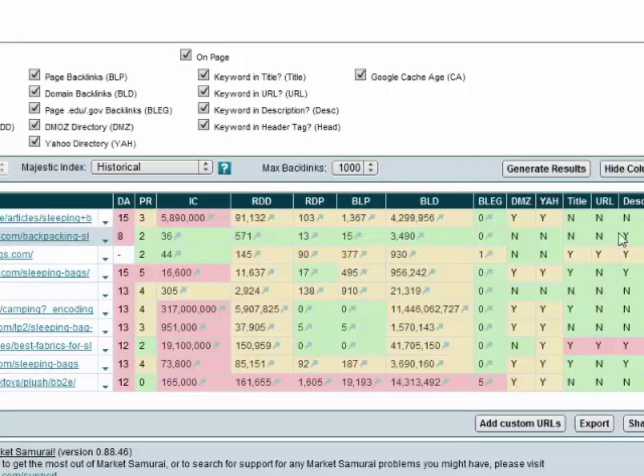But again, a lot of the main people on the front page aren't actively going after best sleeping bag review. They're just showing up because they have a ton of links to their overall website. REI has 4 million backlinks to their site, not to that page, just their site. So they're just ranking strictly on that. They're not necessarily optimizing it for that.